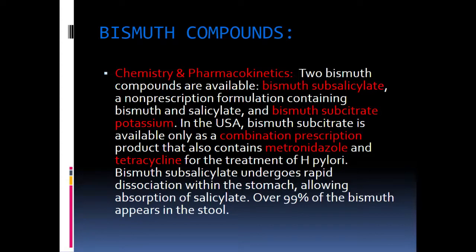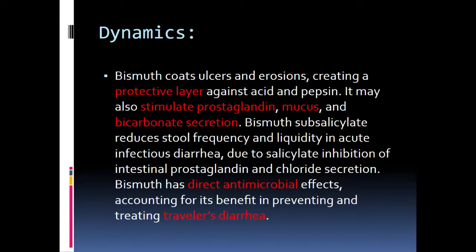Now come to the mechanism of action of bismuth compounds. They coat ulcer and erosive lining by creating a protective layer against acid and pepsin. This is one mechanism. They may also stimulate prostaglandin, mucus and bicarbonate secretion, a similar type of action which we discussed for sucralfate.